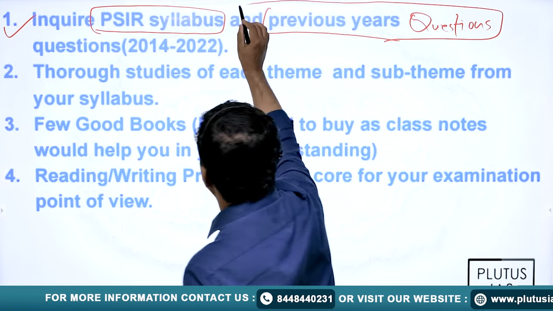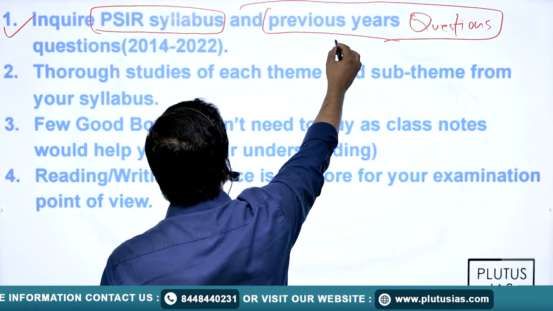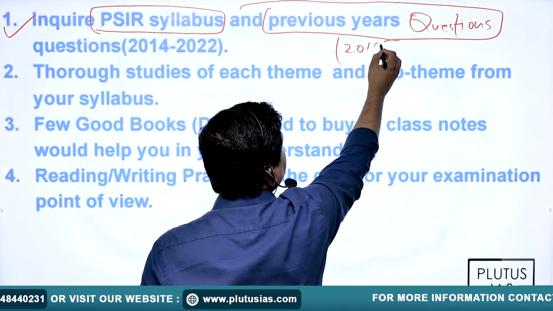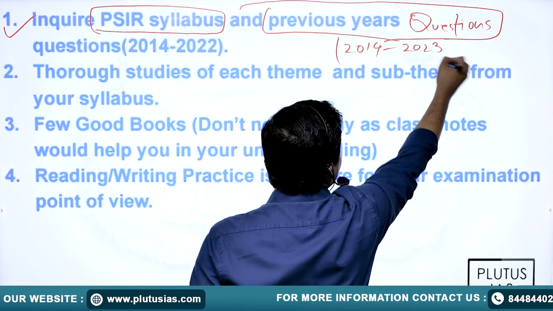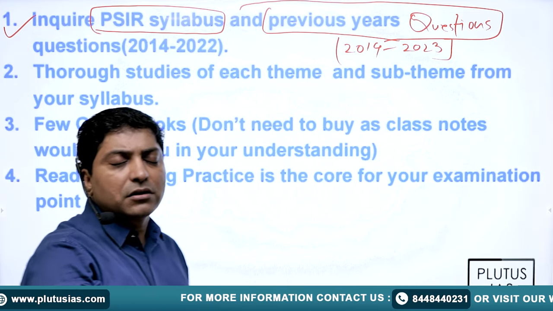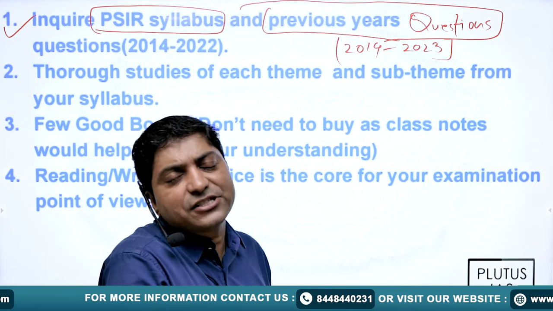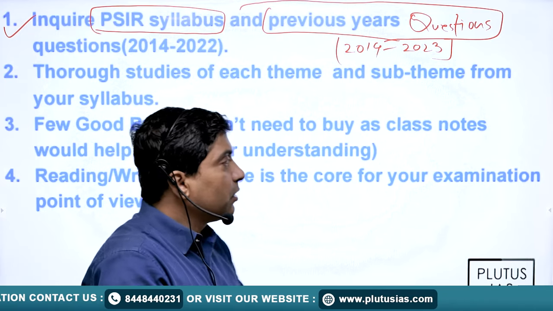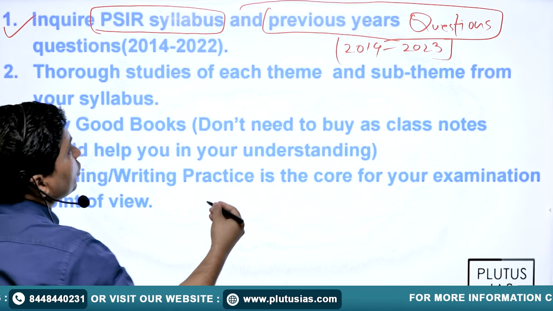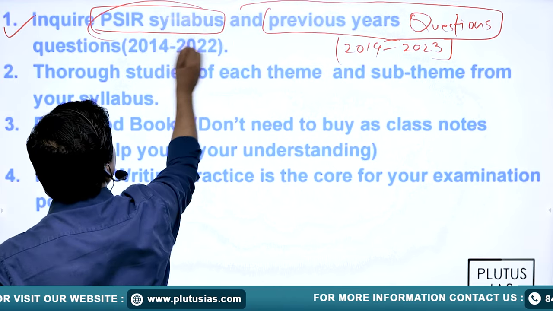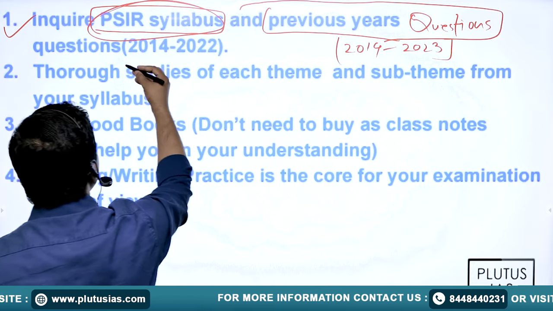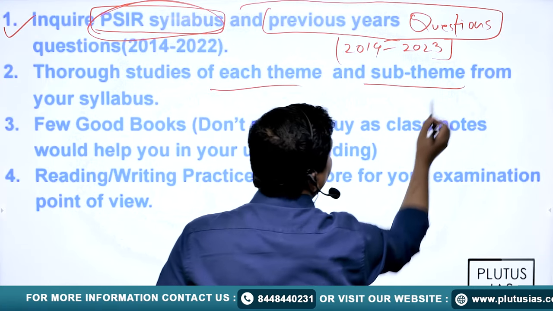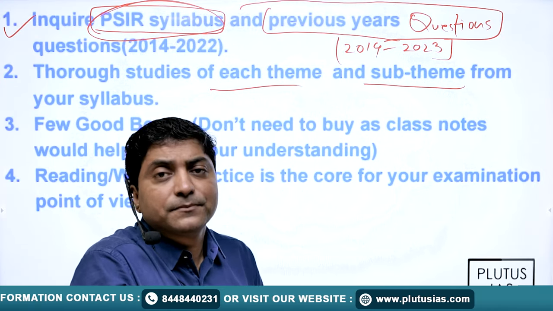Previous year questions, that is important. And at least from the last 10 years, for example 2014 to 2023, you must look at what are the types of questions, what are the varieties of questions that appear in UPSC questions, right? And then you must go through the syllabus. What are the syllabus and what are the questions first? And then thoroughly study the theme and sub-theme from your syllabus very thoroughly, right?